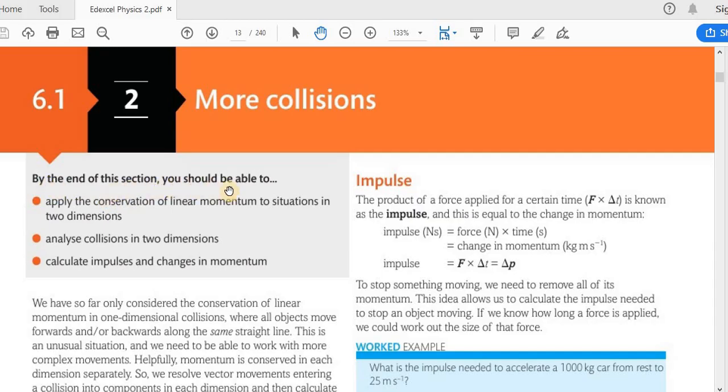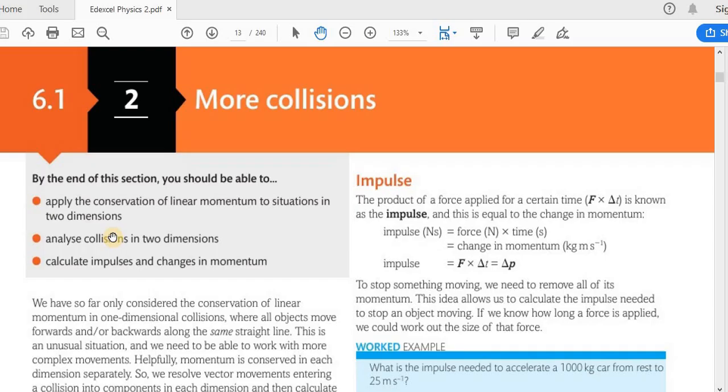By the end of this section, you should be able to apply the conservation of linear momentum to situations in 2 dimensions. So far you have seen momentum in 1 dimension where the object was moving in a straight line. Now we will see momentum in 2 dimensions where the object is moving in a plane.